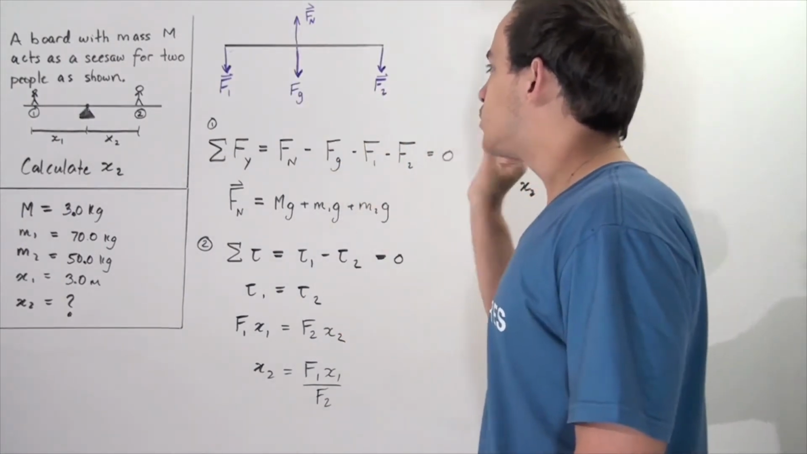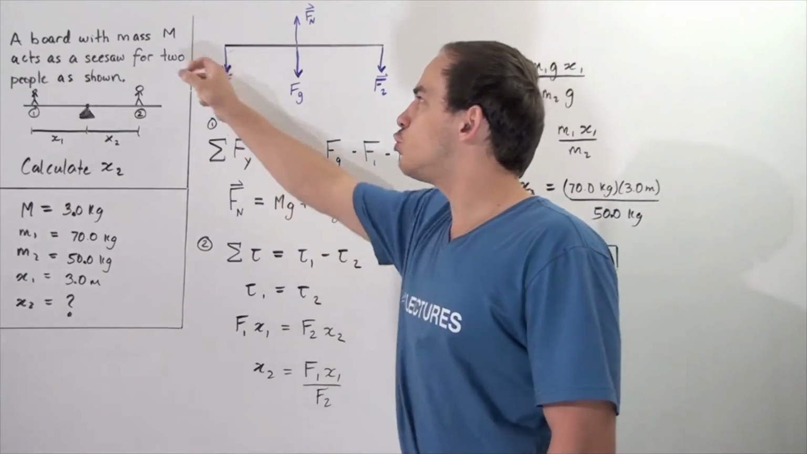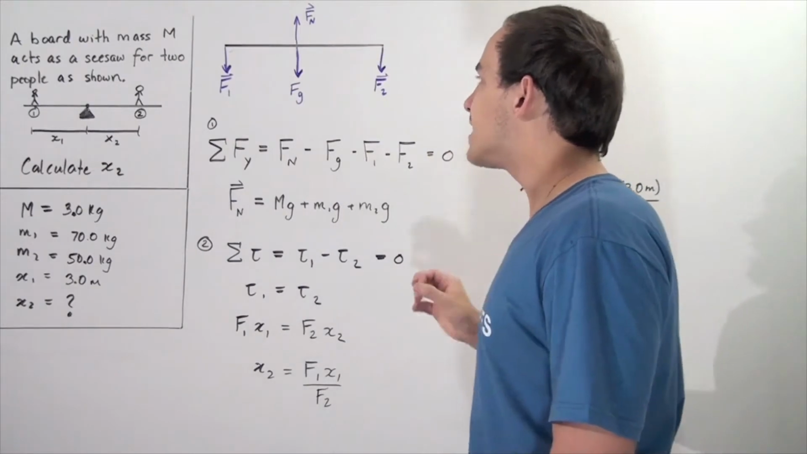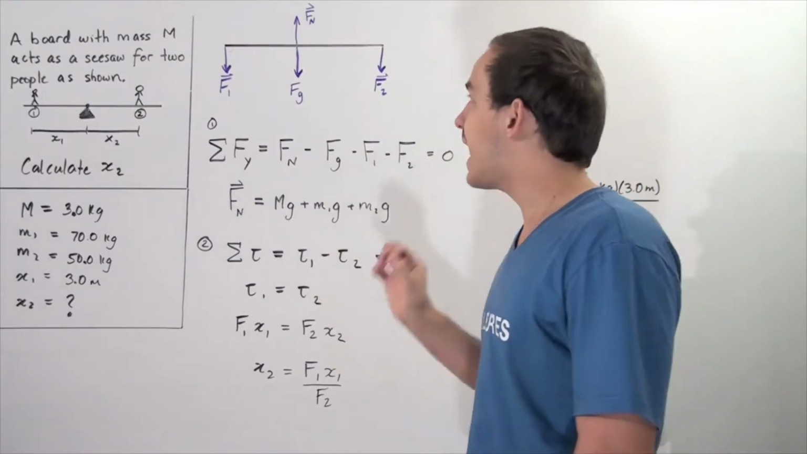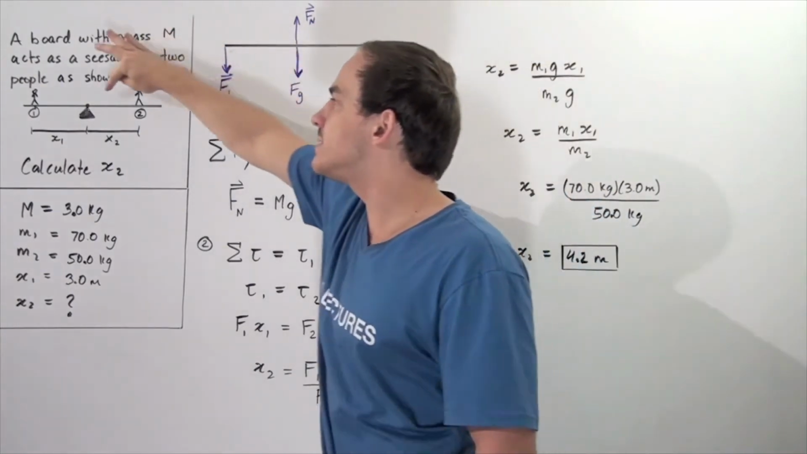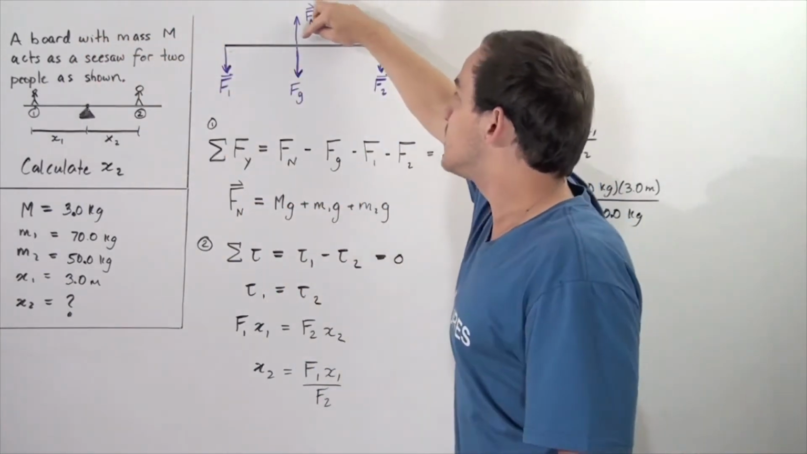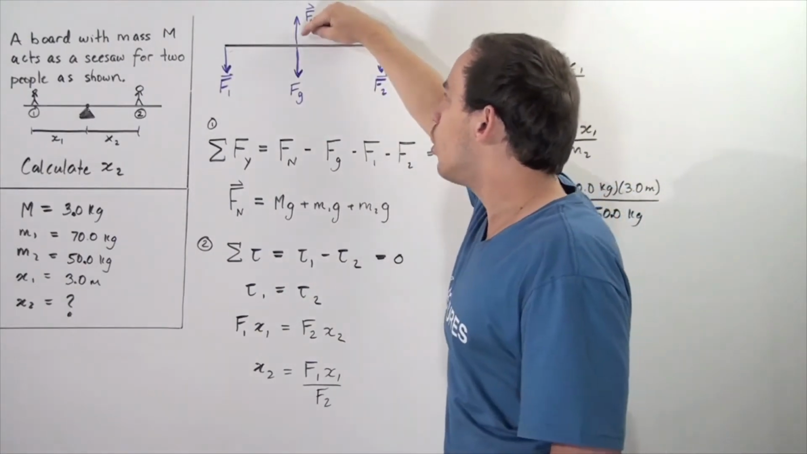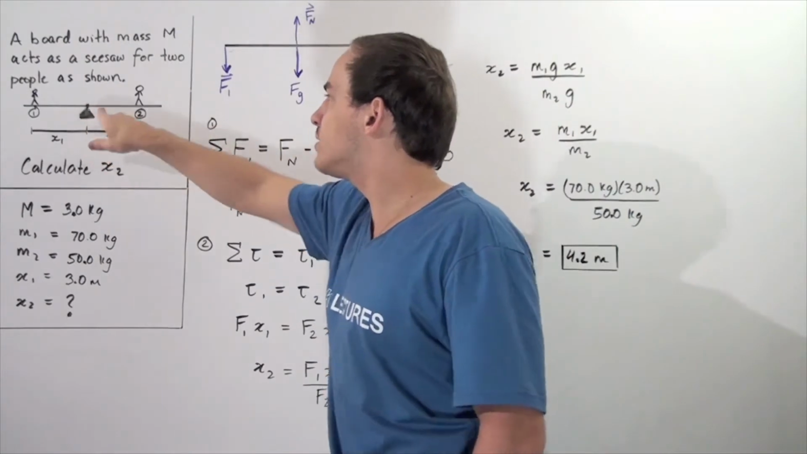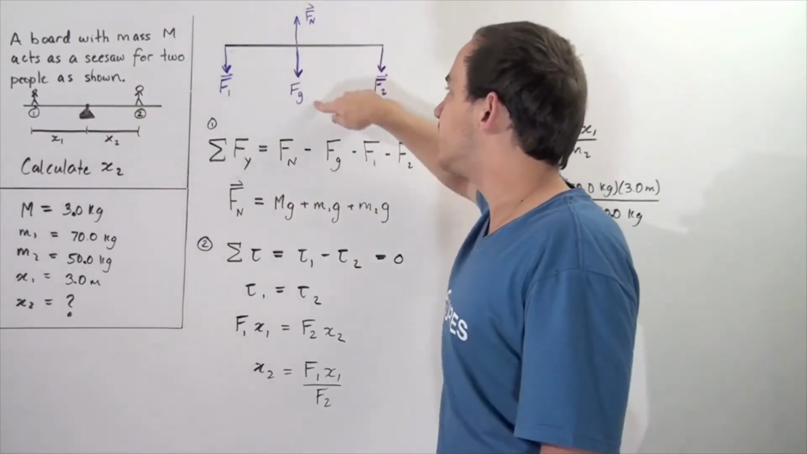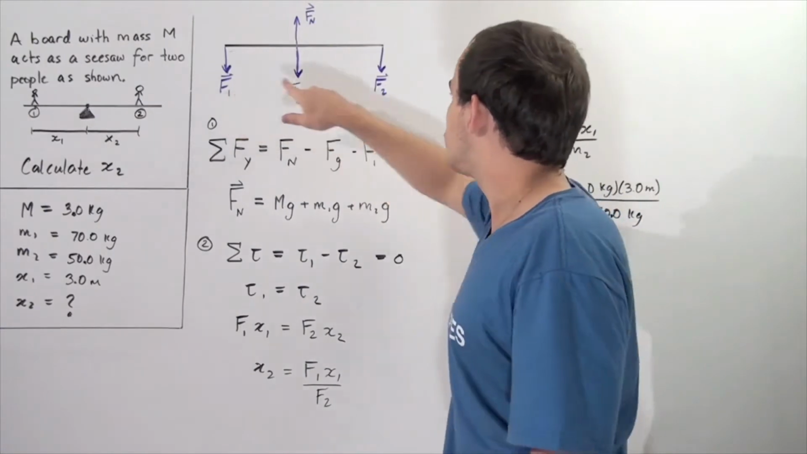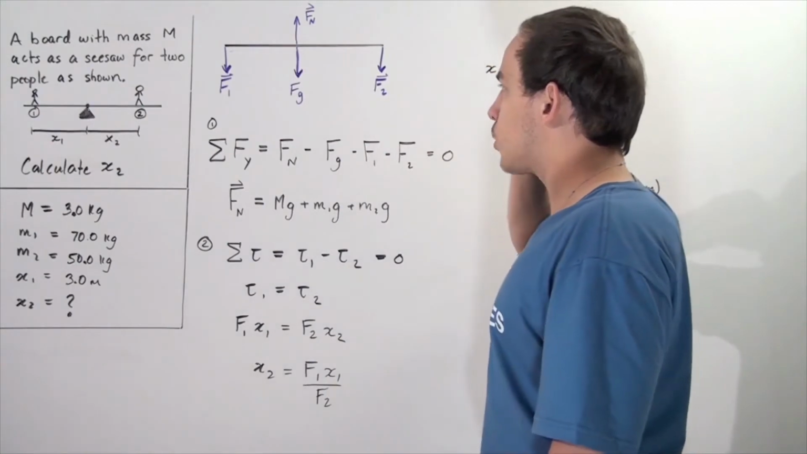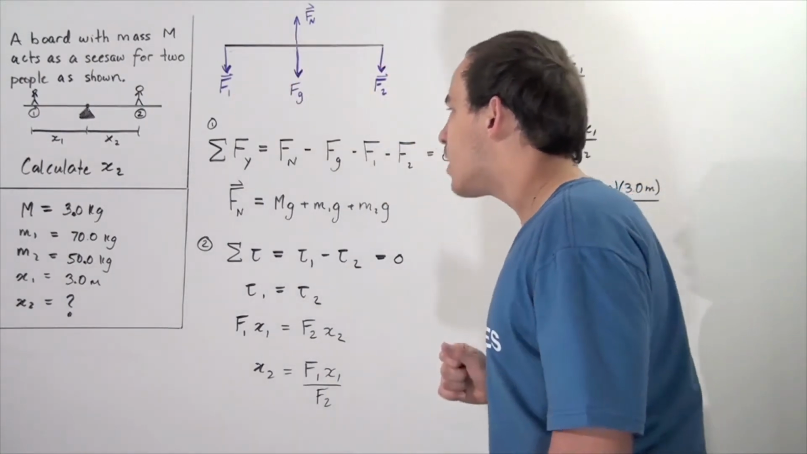So the board is the object we're examining, and because we assume the mass m of the board is uniform, that means the center of mass, where the force of gravity acts, is right in the middle. It's at the pivot. We have the force of gravity pulling downward on the board, and the normal force created by this triangle holding the board points upward in the opposite direction. And now we have the two forces, force F1 due to person 1 and force F2 due to person 2, and they both point downward.